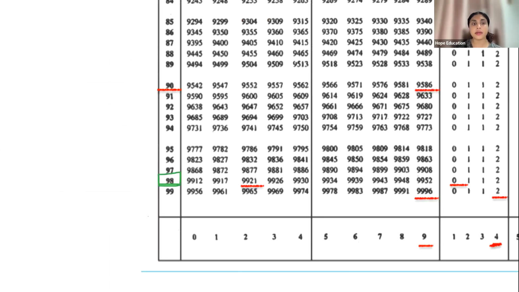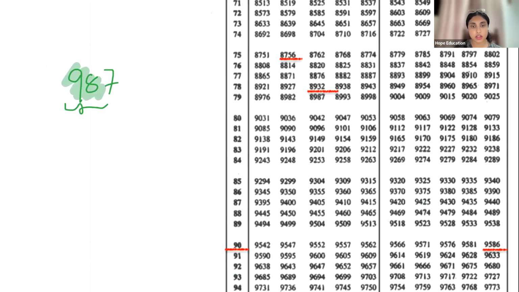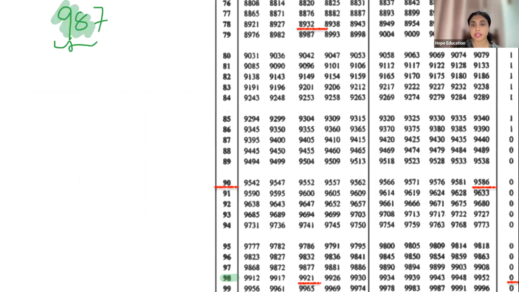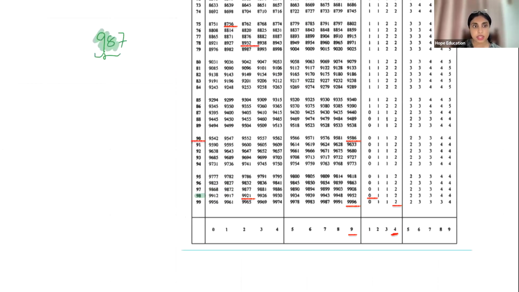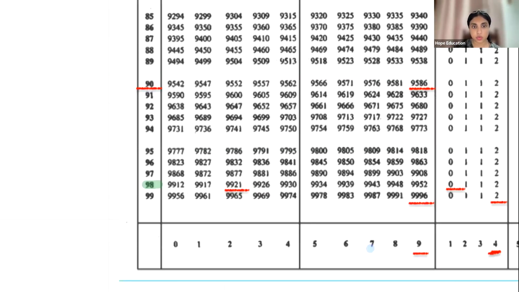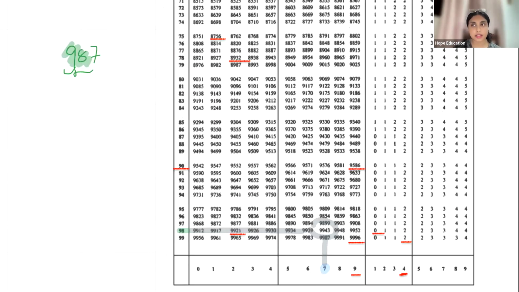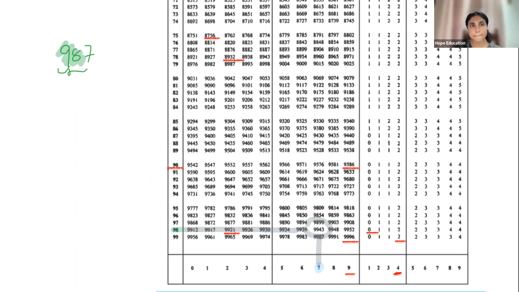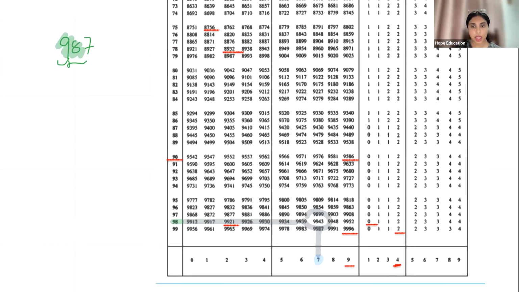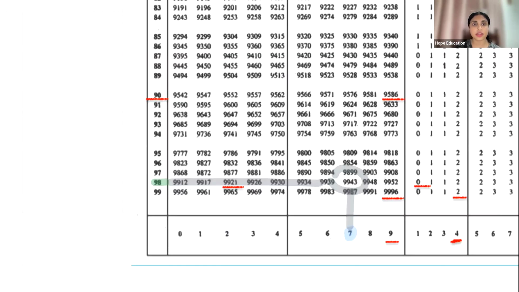Then the third number is 7. I have to get the 7 from either the top or the bottom. Because 98 is closer to the bottom, I will get the 7 from the bottom. That matches the number 9943. So 987 gives 9943. Up to that point, is it clear, Pasindu? So 9943, first of all, we will use it in our calculation.